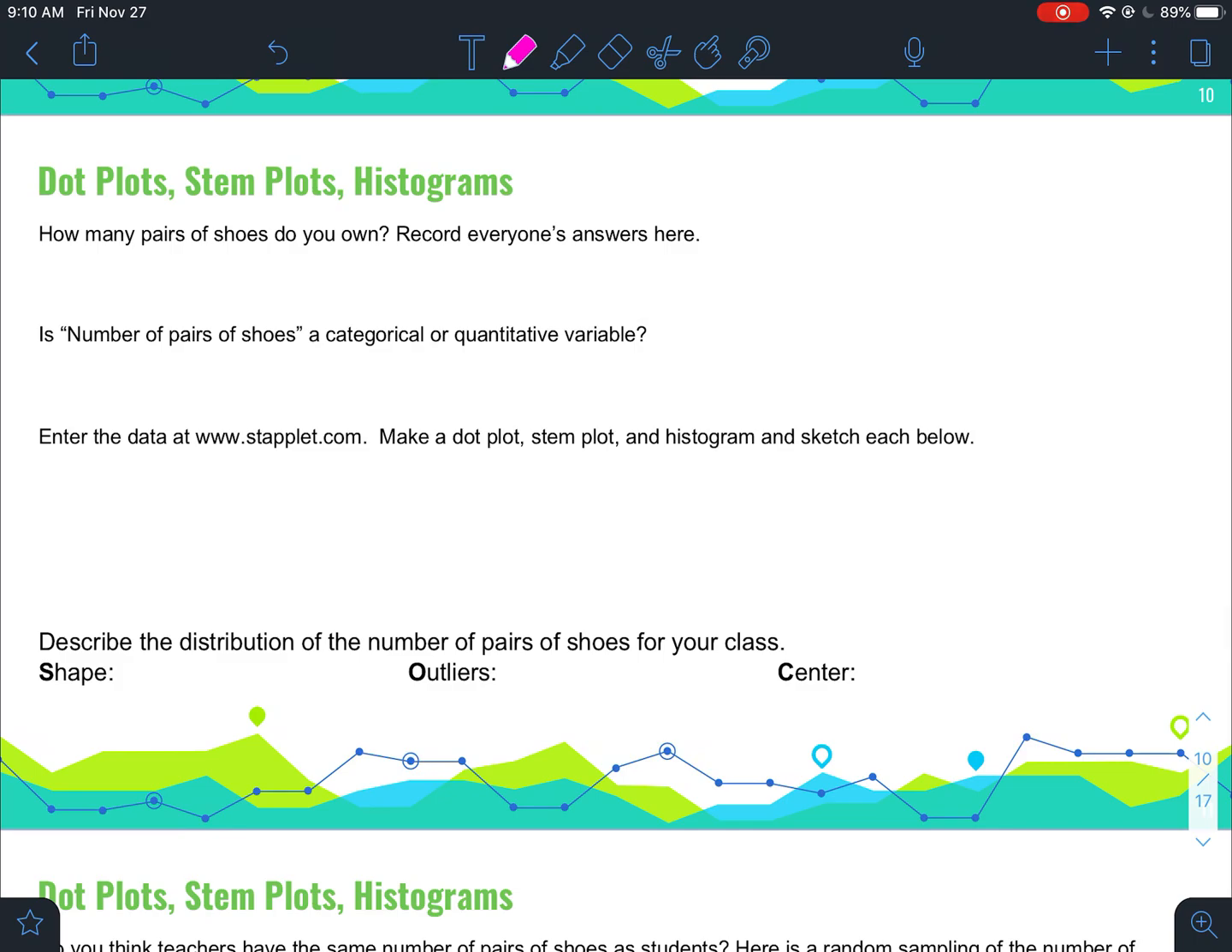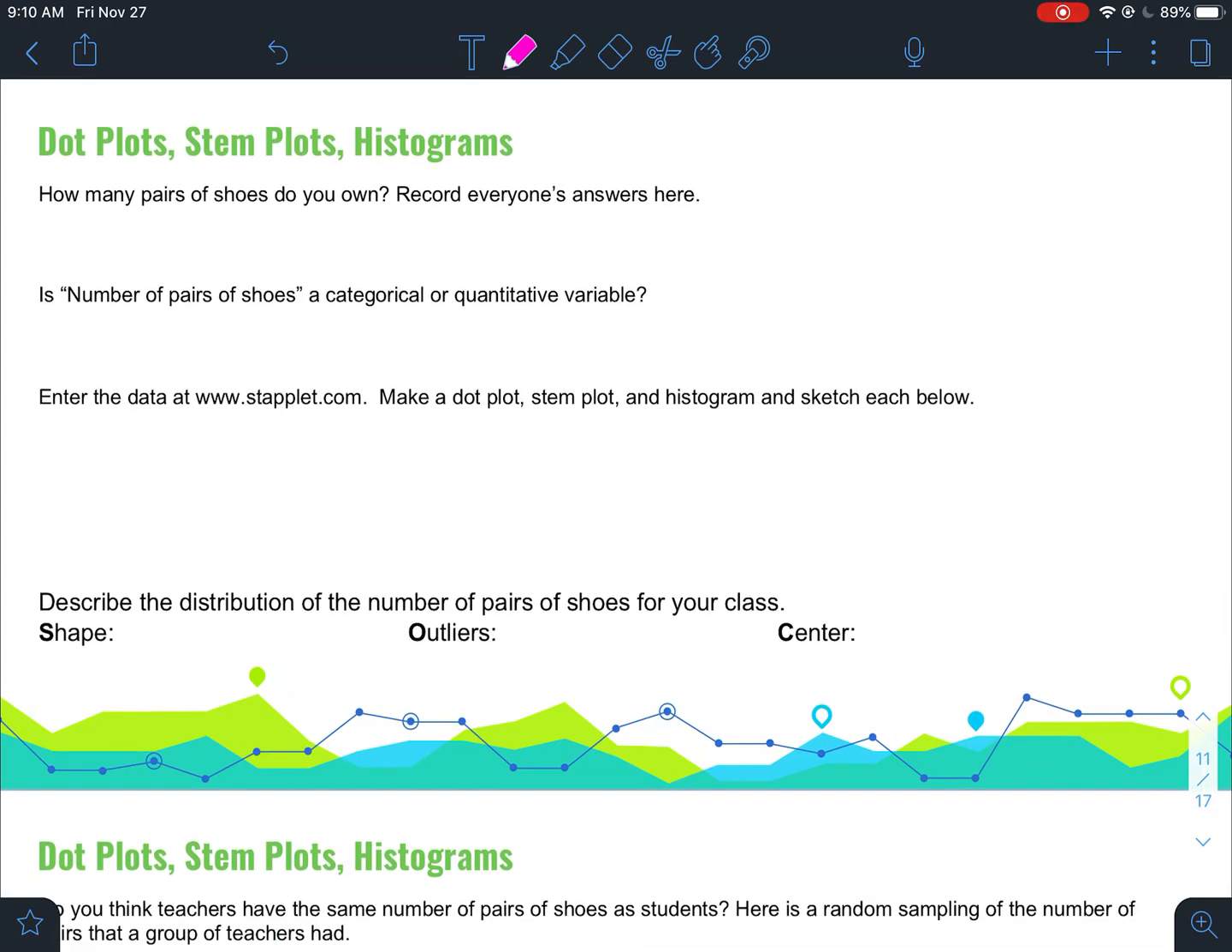So let's look at some examples of this. How many pairs of shoes do you own? Record everyone's answers here. So in class today, we recorded everybody's answers, but let's just put in some data points. So let's say we had 10, 8, 15, 35, 26, 12, 11, 9, 4, 36, 15, and 9. So let's say that we collected people's pairs of shoes, and that was the data set.